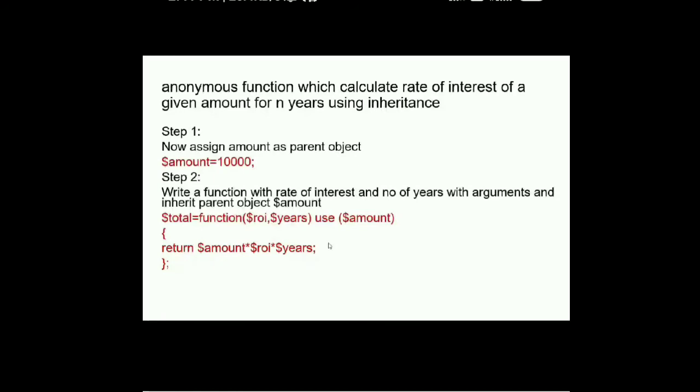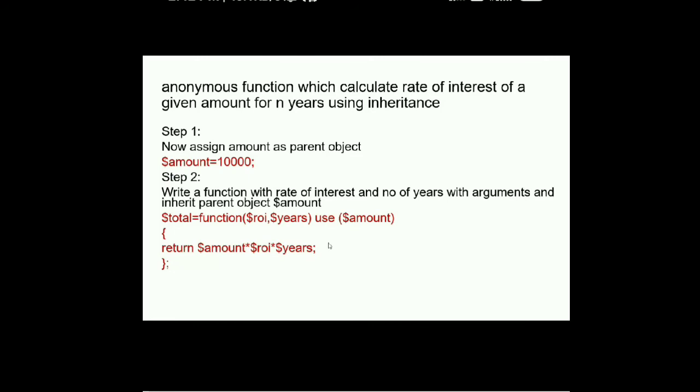You can see here, this is about writing an anonymous function which returns the value of a simple interest. I have a global variable called amount, which consists of 10,000. That 10,000 is assigned to amount. It is called a global variable. Now, I have two variables: $ROI, that is rate of interest, and $years, the number of years I have to possess the amount with me. Since amount is a global variable, I am using a keyword called use here.